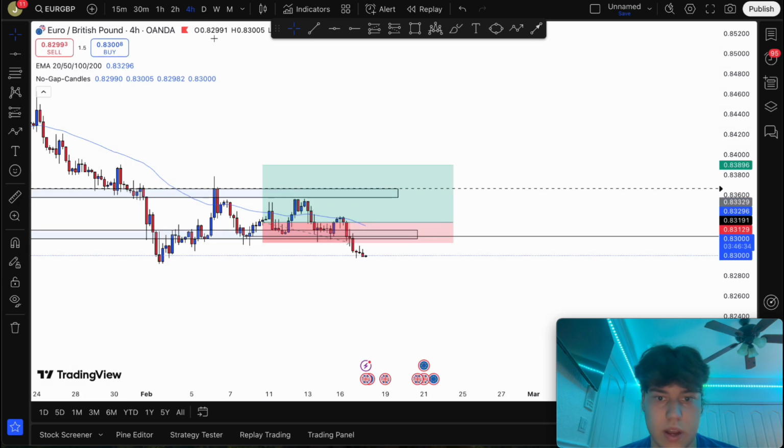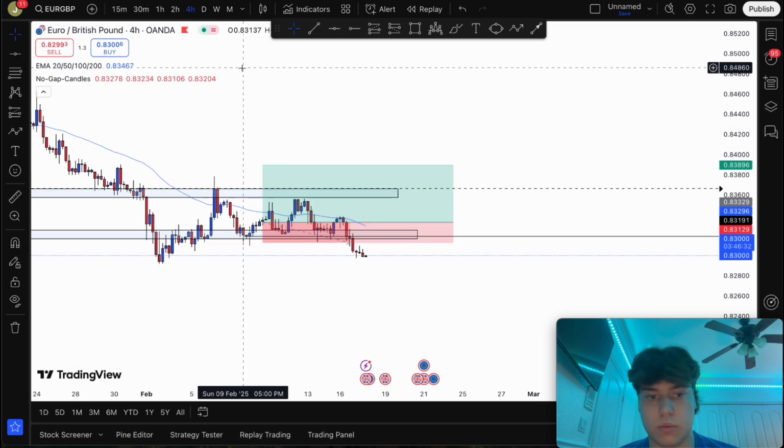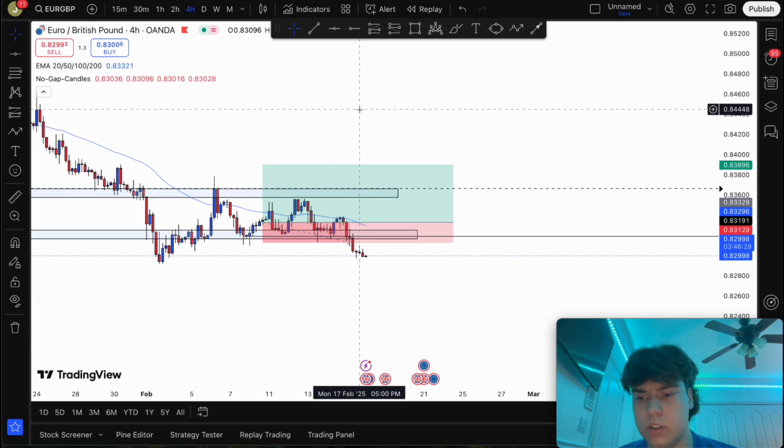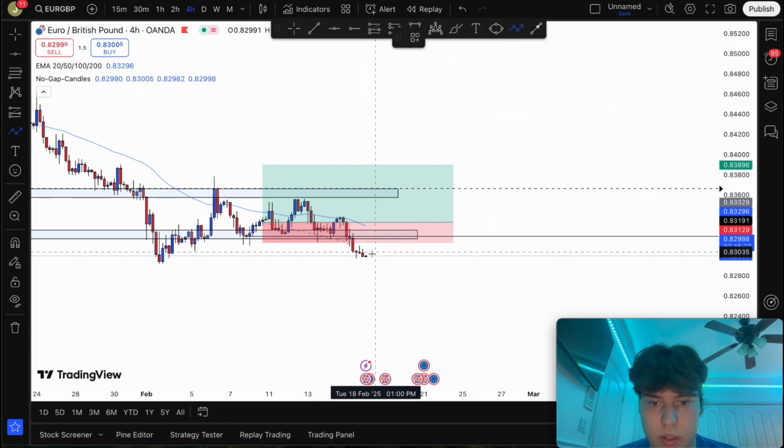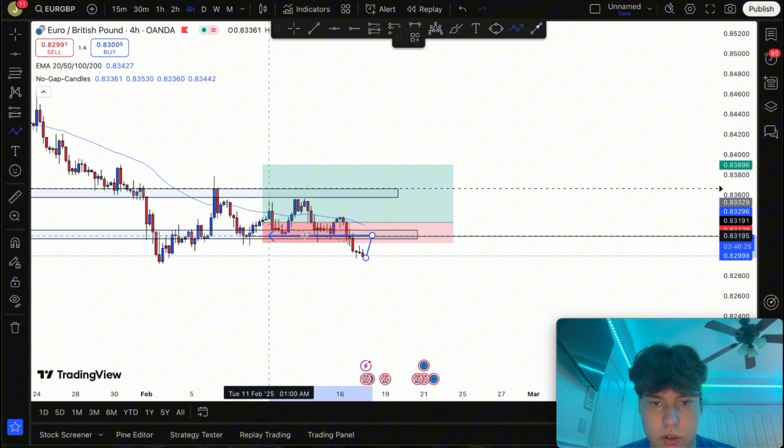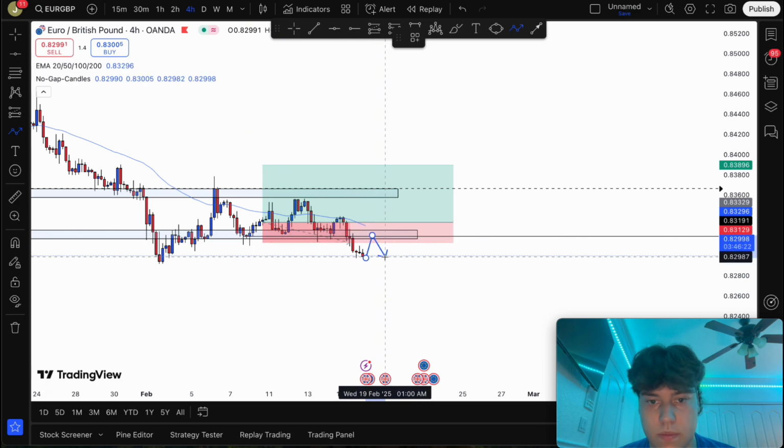This is one of my last pairs for the week. I'm not really too interested. I have obviously more pairs that are more interesting this week. I want price to come right here to this area. It's going to retest this previous structure point as also EMA.